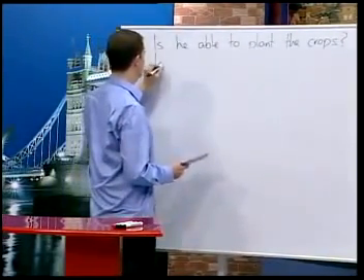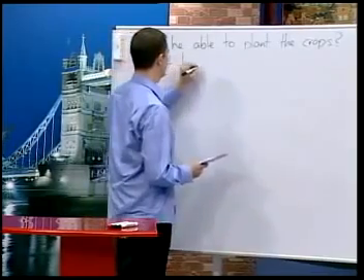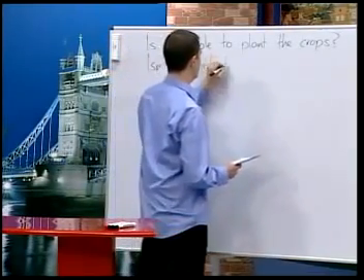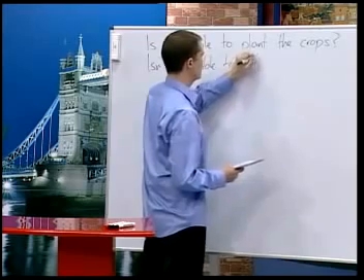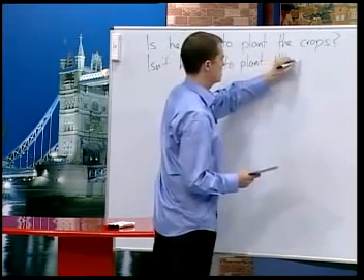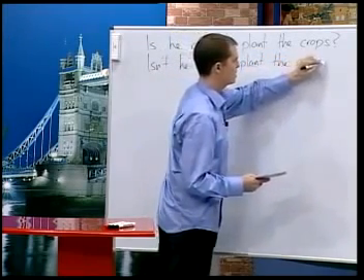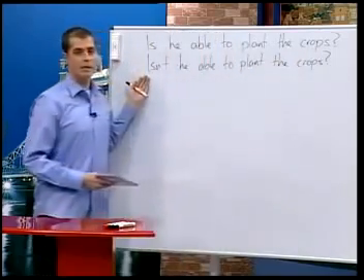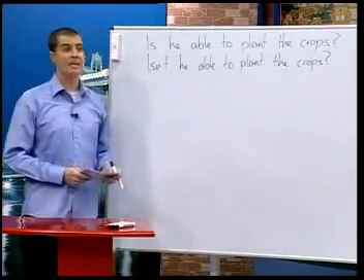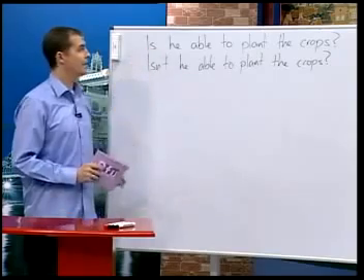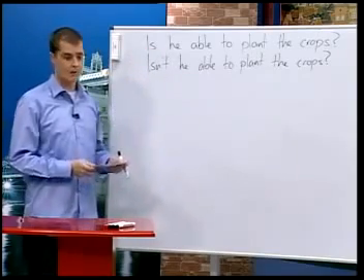Or the negative, isn't he able to plant the crops? It's the same as can. Can he plant the crops? Can't he plant the crops?